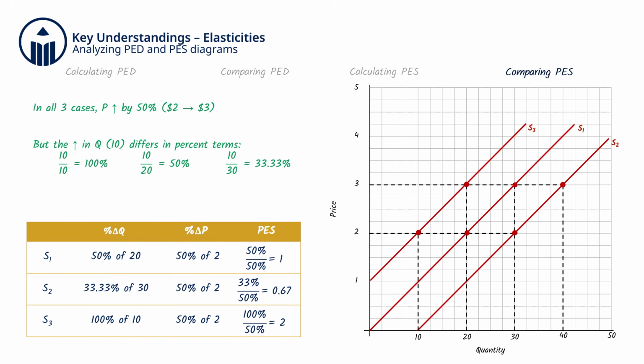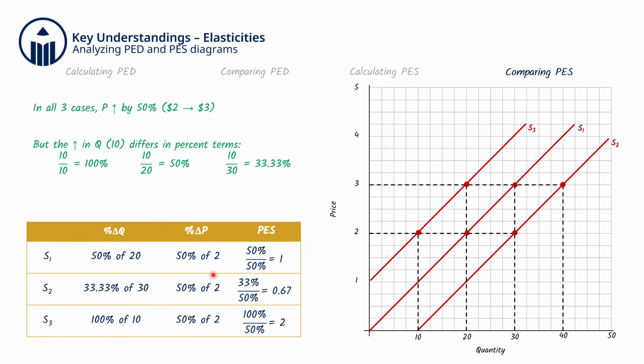What about the case of three curves with the same slope and steepness? The same holds true. In all three cases, the price increases by 50%, but the increase in quantity, which is 10 units on each curve, differs in percent terms. The increase in quantity is 100% on S3, 50% on S1, and 33.33% on S2. Therefore, on S1, the PES is 50% divided by 50%, and this is equal to 1.